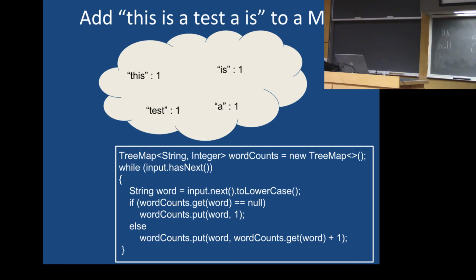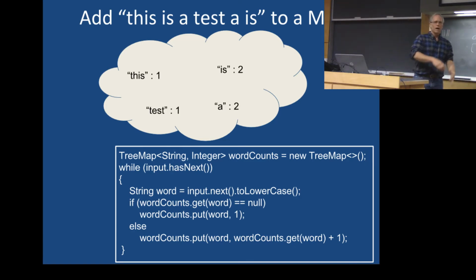Then we add 1 to that and store it back. So what will change about my picture? 2. Right. The thing A goes to will be 2. And then the last time through the loop, the same thing happens with is. So what you've done as you've gone through the loop is build up that data structure in memory. Now we're not doing anything with the data structure except print it out.